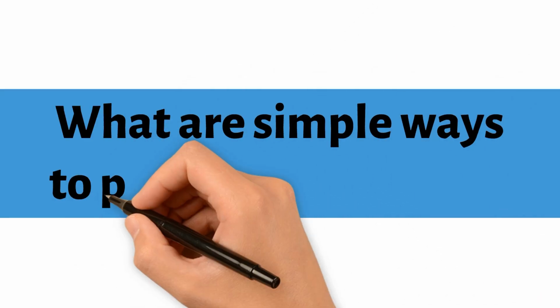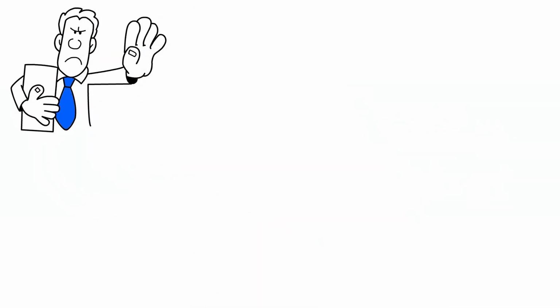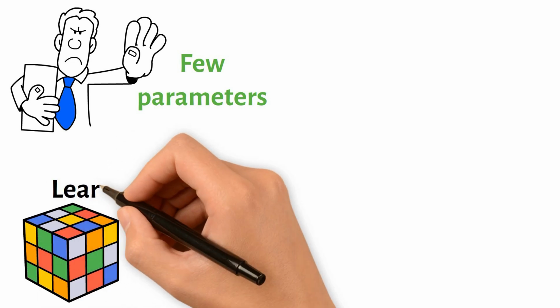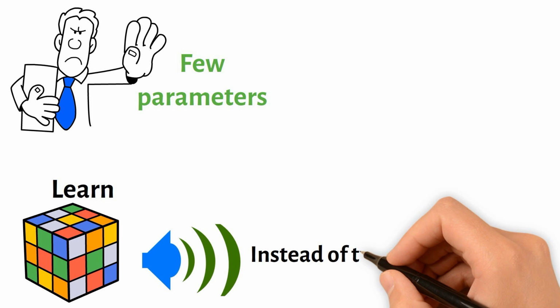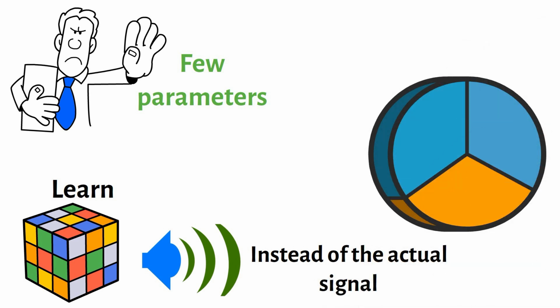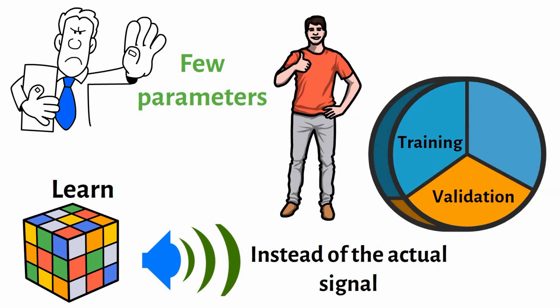What are simple ways to prevent overfitting? To prevent overfitting in trading and backtesting, you must use few parameters to simplify your models, as complex models and too many rules can learn the noise in the data instead of the actual signal. Also, divide your data into separate sets, one for training and another for validation. This helps ensure your strategy works on unseen data.